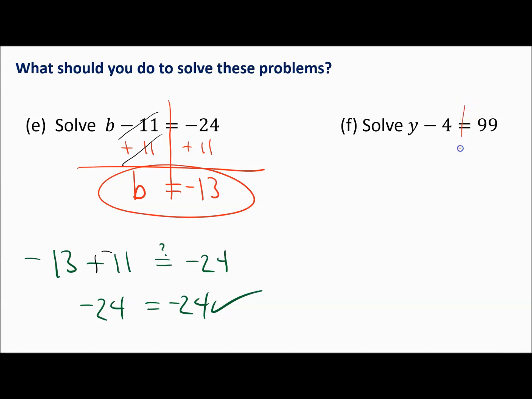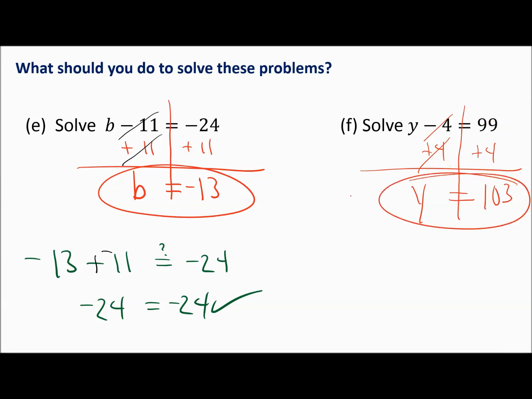I know you see what to do. Draw the line. I'm going to add 4 on each side of the equal sign. The negative 4 and the positive 4 cancel, right? That's the whole point. But we still have the y on the left, which is exactly what we want. And 99 plus 4 we know is 103. So y equals 103 is our solution.